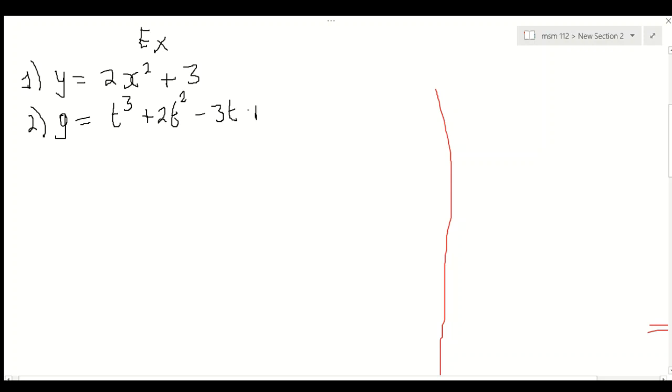Answering the first one, the answer is like this. We introduce the derivative sign, so this will be d/dx of y is equal to d/dx of 2x squared plus 3. The question is differentiating this with respect to x. So when we work this out, the derivative of y is just 1.